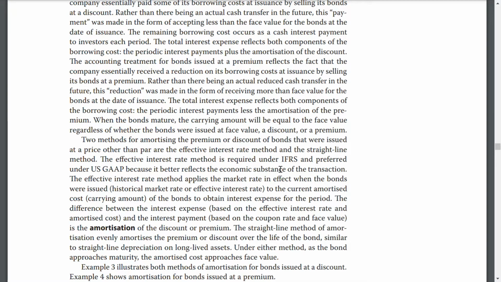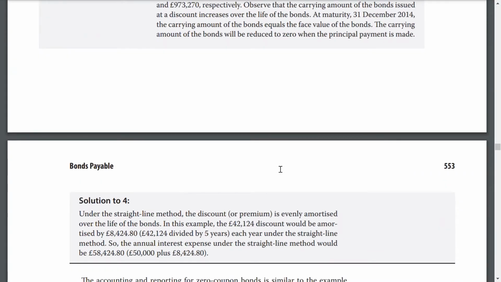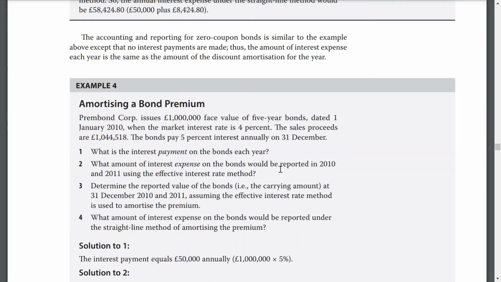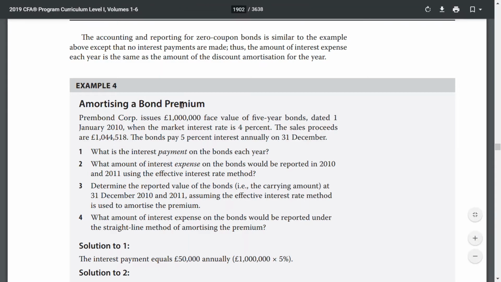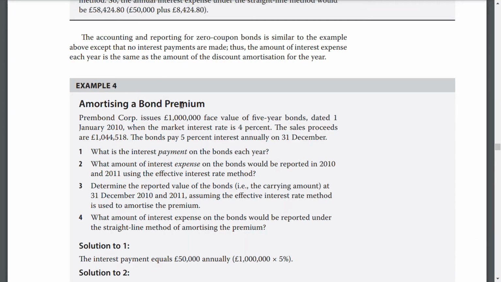The two methods of amortization of premiums and discounts are as follows. The accounting and reporting of zero coupon bonds is similar to the example above, except that no interest payments are made. Thus, the amount of interest expense each year is the same as the amount of discount amortization for the year.